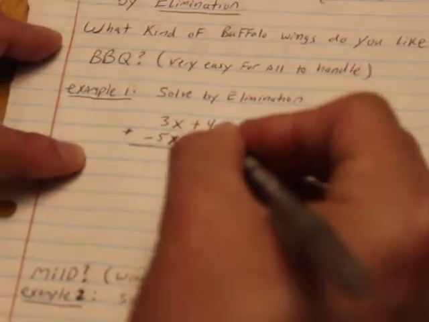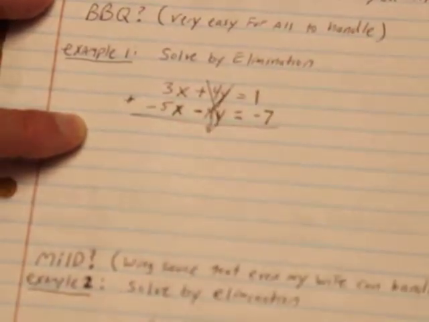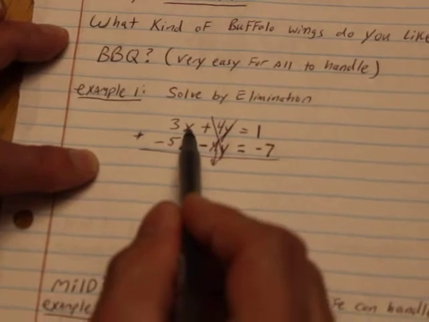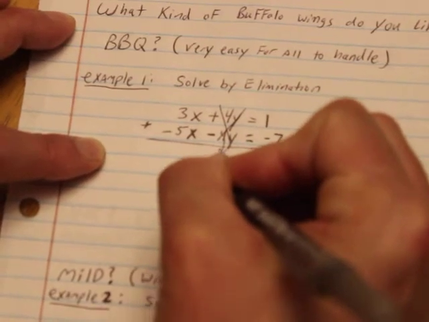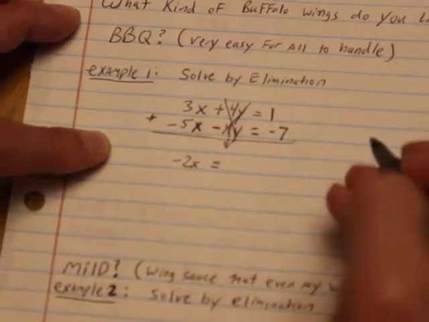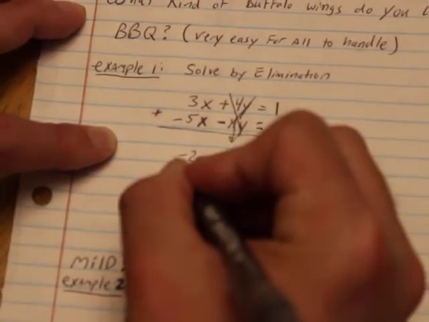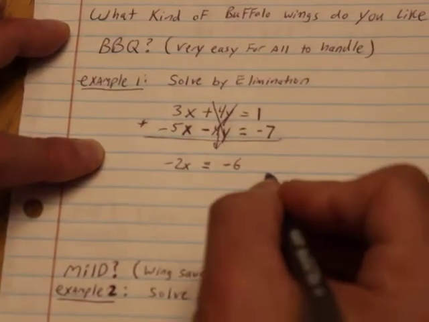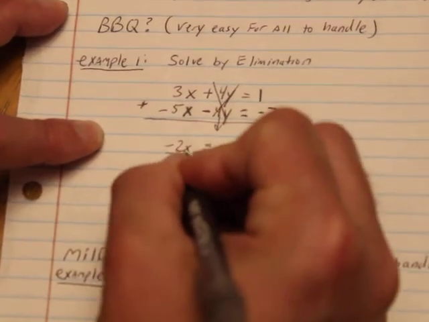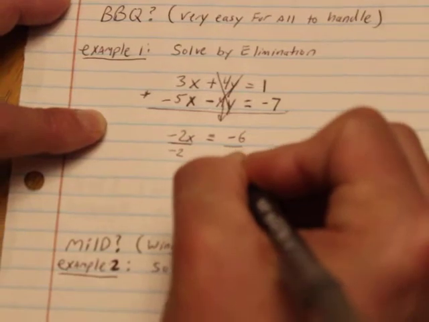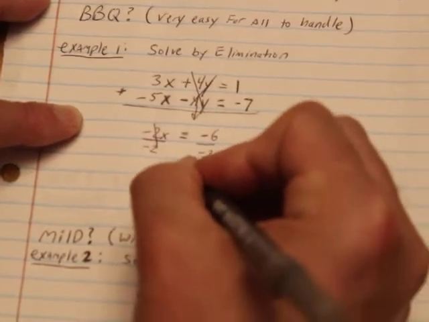When I add positive 4y and negative 4y together, because they're opposites, they cancel out. So they're gone. Now I've got 3x plus negative 5x, that's minus 2x, and that equals, on this side, 1 plus negative 7, which is negative 6. Now I've got a single step equation. Do not add 3 to both sides, do not add 2 to both sides, because this is not subtraction, this is negative 2 times x. So I divide both sides by negative 2. And I get x equals negative 6 divided by negative 2, which is positive 3.